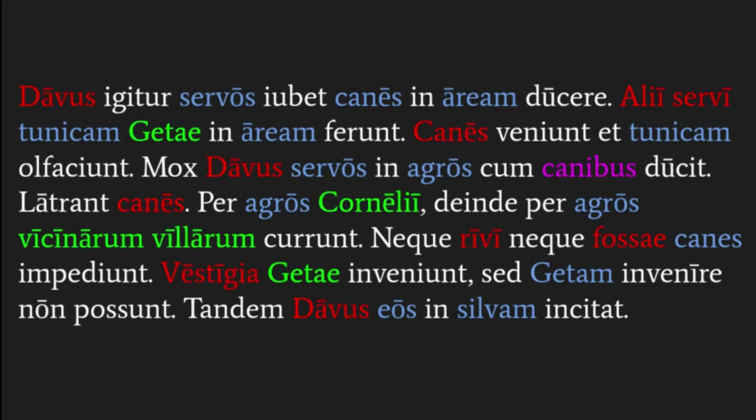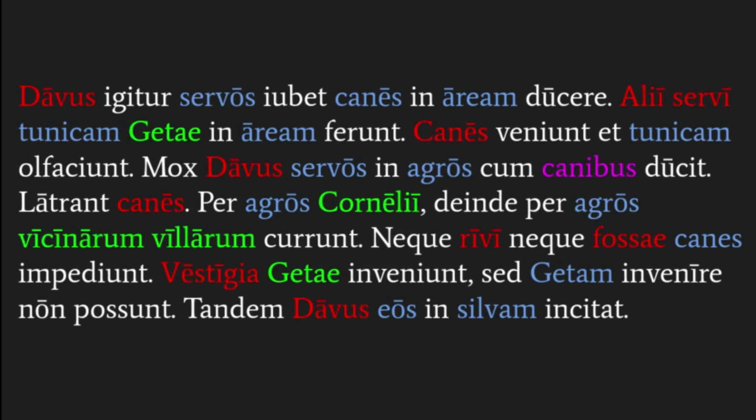So some of the slaves, ferunt, they bring, right? What do they bring? The tunicam Getai, the tunic of Geta. There's the genitive showing possession. So you could also say they bring Geta's tunic, is another way to translate it, into the open space. Why are they doing this? They want the dogs to smell it so that they can go find Geta.